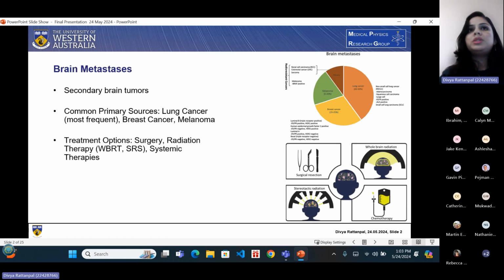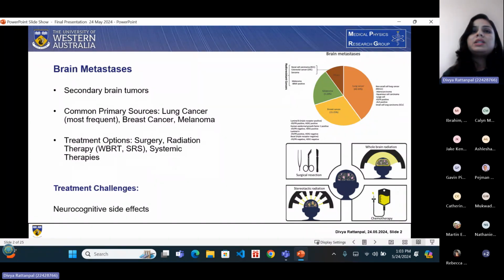The treatment options for brain metastasis include surgery, which is mainly for limited, accessible, and large tumors. Another popular treatment is radiation, such as whole brain radiation therapy and stereotactic radiosurgery. Other treatment options are systemic therapies using drugs. Systemic therapies are either used along with surgery or radiation therapy, or when these treatment options are not feasible.